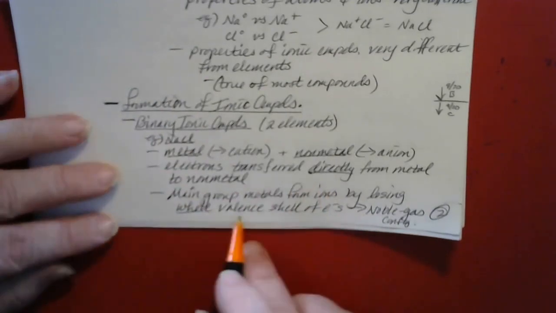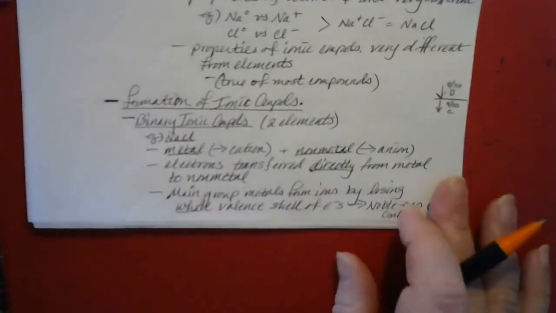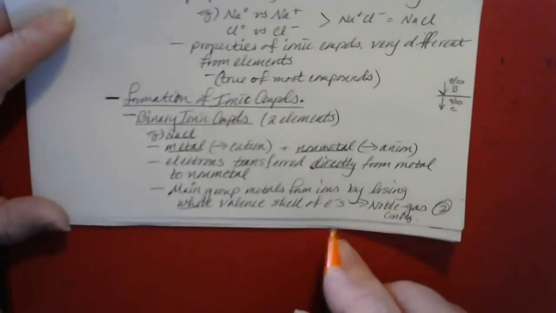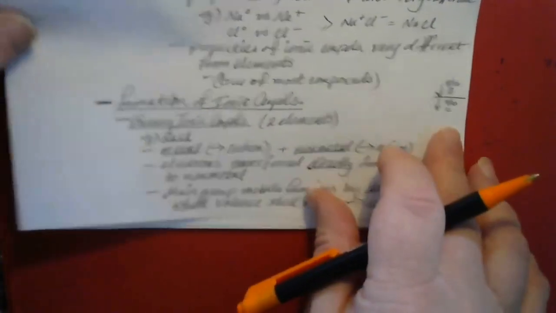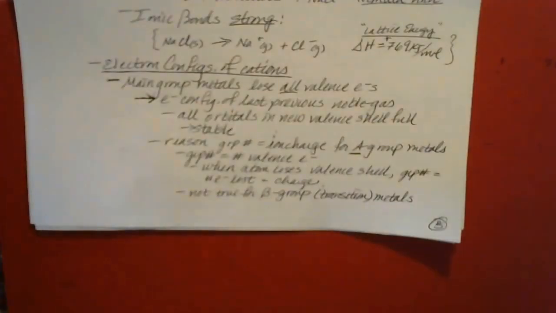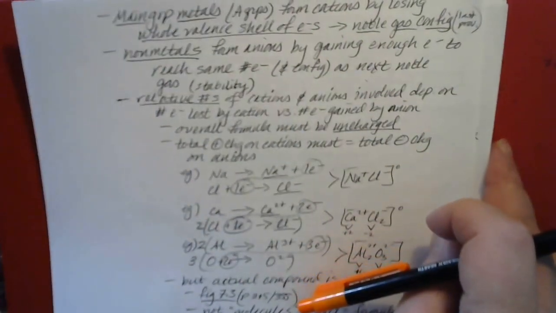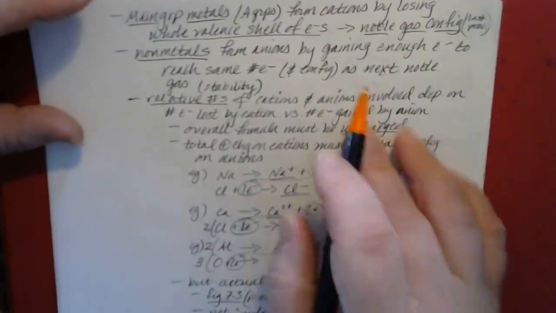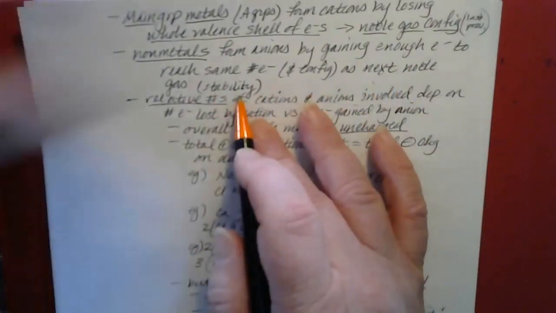next to each other. The main group metals form ions by losing their whole valence shell, and that gives you the electron configuration of the last previous noble gas in the periodic table. And that's a great deal of stabilization that comes in from that. And nonmetals form anions by gaining enough electrons to reach the same electron configuration as the next noble gas.